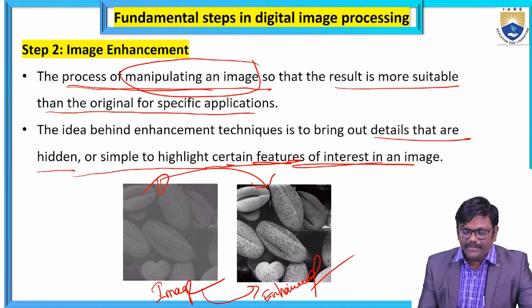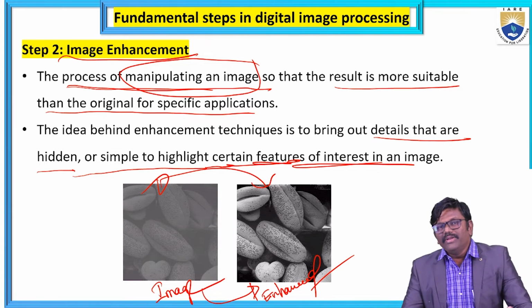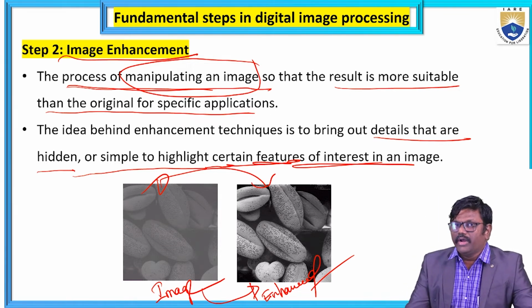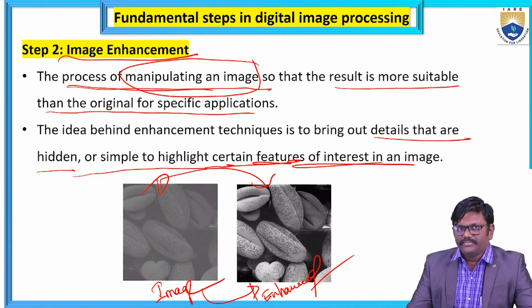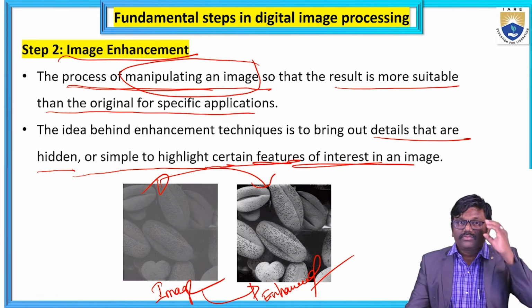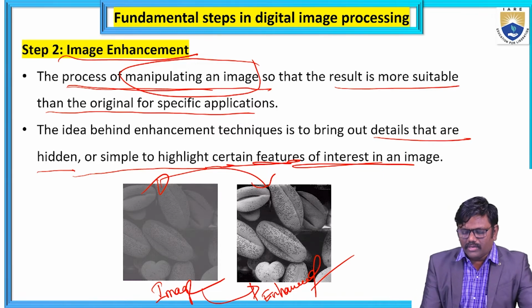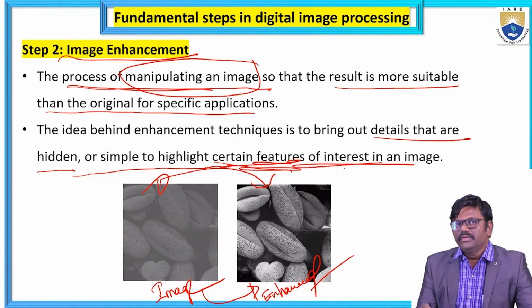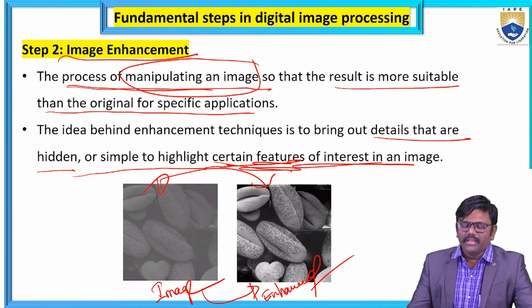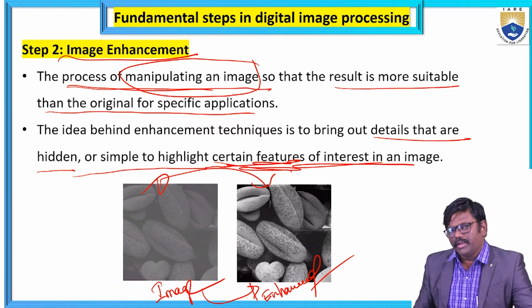So this enhancement happens through this technique. Of course, how it happens, being engineering students, we have to concentrate on in more detail later on. But now, one step to understand, as the second step in a digital imaging system, is image enhancement. Image enhancement is the process of manipulating an image, especially concentrating on hidden details or highlighting certain features of interest in the same image. Then you will get the enhanced image.